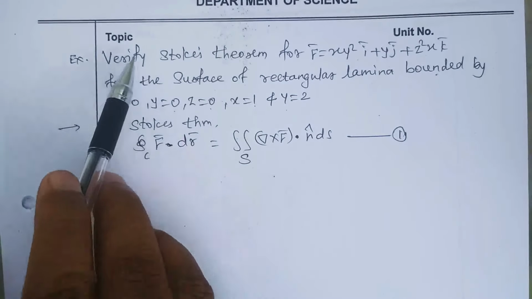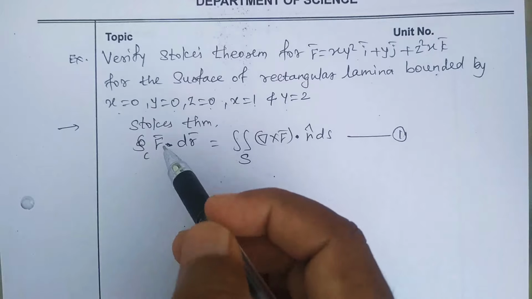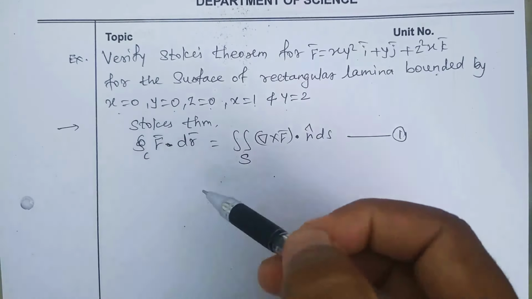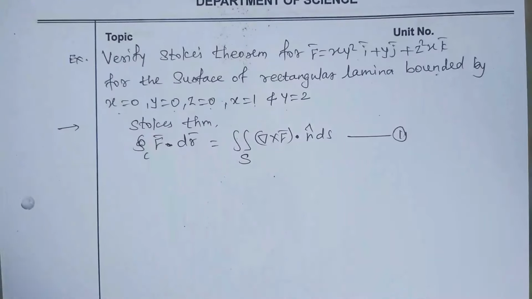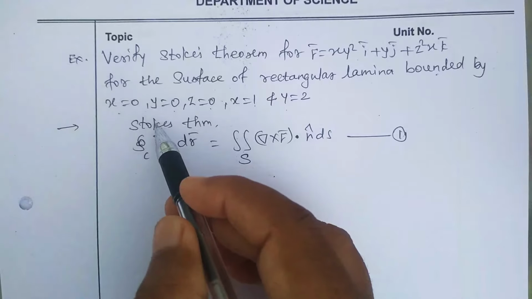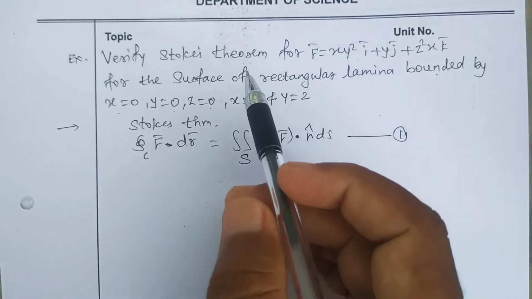Now the question is to verify the Stokes theorem. That means we have to solve both LHS and RHS and show that the value of LHS is the same as the value of RHS. So first we will try to solve the LHS of this Stokes theorem. For that we require the given surface.